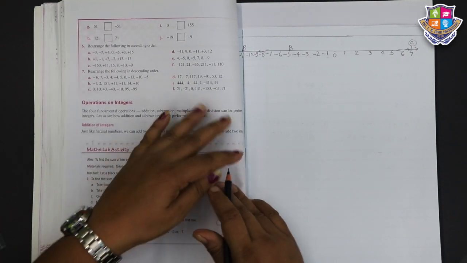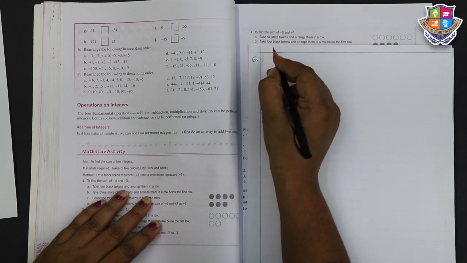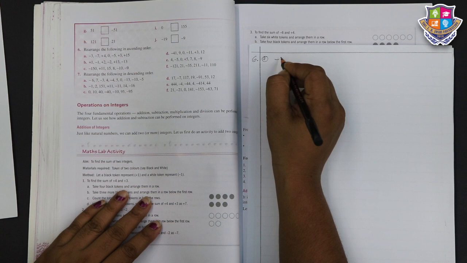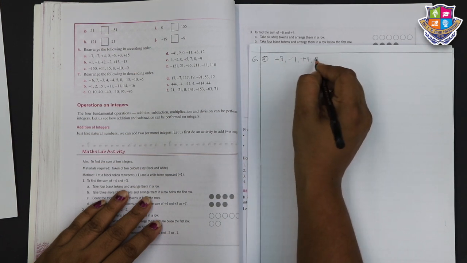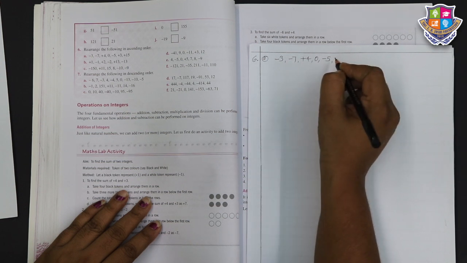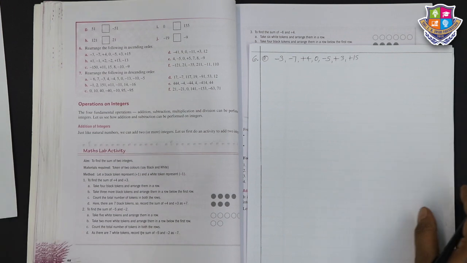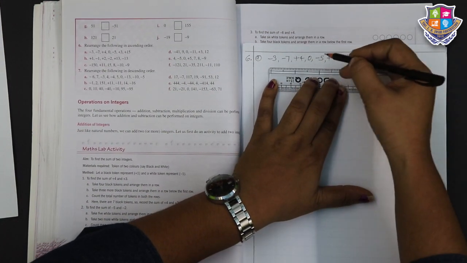That is, arrange the following in ascending order. So what you have to do? Just write the numbers as they are. Rearrange the following in ascending order. So A: minus 3, minus 7, plus 4, 0, minus 5, plus 3 and plus 15. So what you have to do? You just have to draw the number line and write all the numbers here.